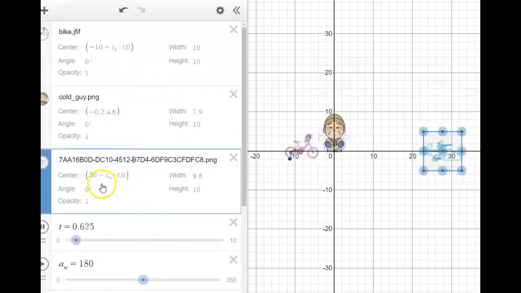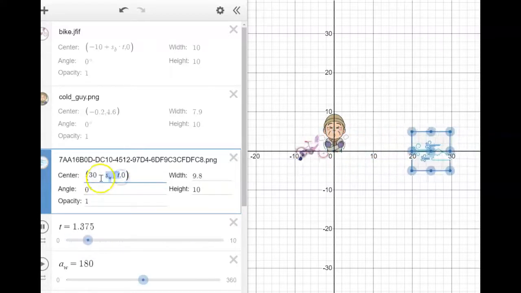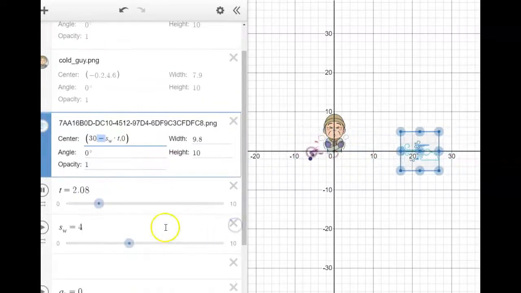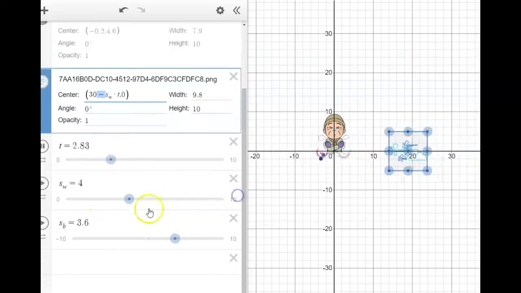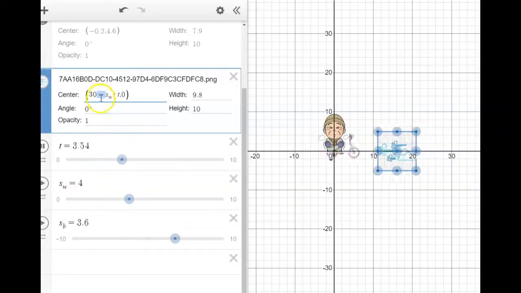The wind here I have starting at 30, and then it's moving the other way. It's moving to the left. That's why this negative sign is there. So we need to put that in there. I'll get rid of some stuff here. We just have the wind and the bike speed, and they're moving based on that.